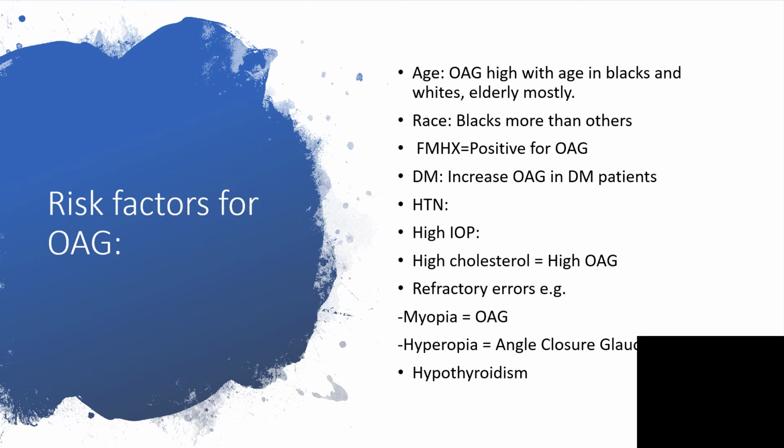So people like us with myopia, many are using glasses. We could only see objects close to us. We'll not be able to see objects far away, or they appear blurred. So we are predisposed to open-angle glaucoma.